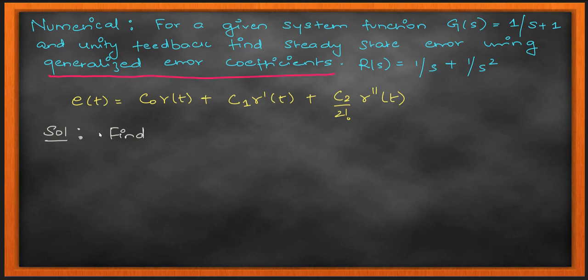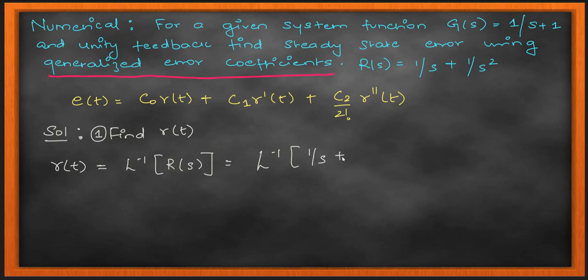So we have to just calculate these coefficients. First, let's see how we get our r of t. Your r of t is obtained by taking the inverse Laplace of R of s. So L inverse of R of s gives you your r of t, right? So that is 1 by s plus 1 by s square, and the Laplace inverse of 1 by s is just 1, and my 1 by s square is t.